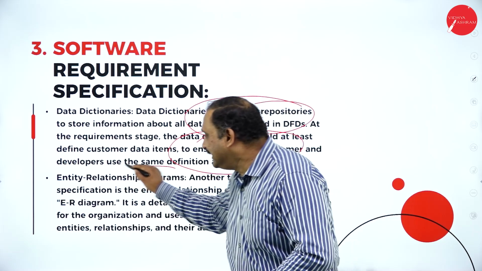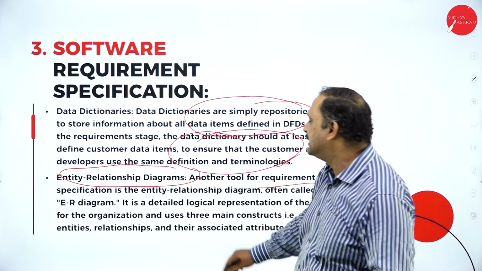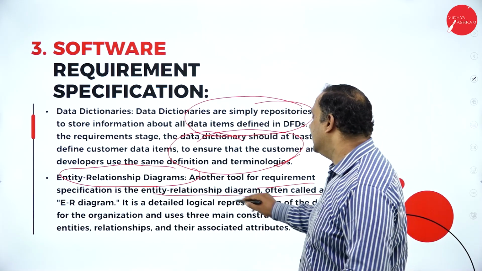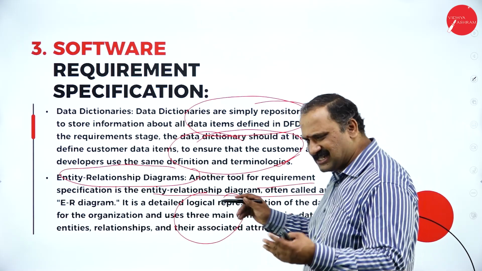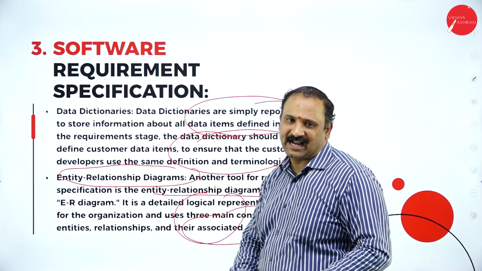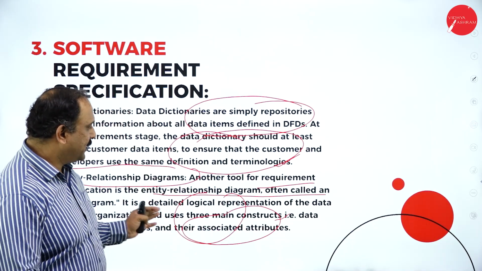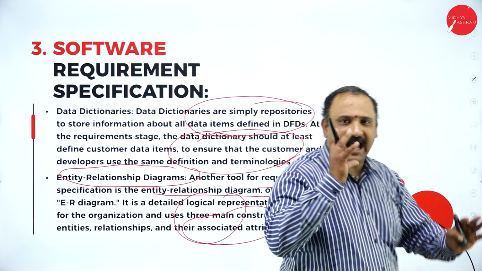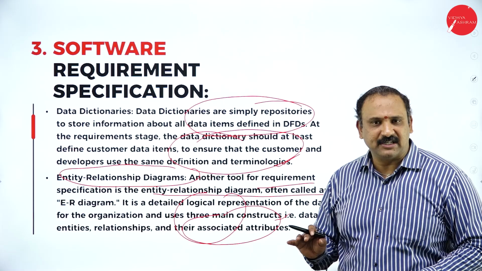Followed by the entity relationship diagram. Another tool for requirement specification is the entity relationship diagram, also called the ER diagram. It's a detailed logical representation of data for the organization, and it has three main constructs altogether: entities, relationships, and attributes. So you can understand the entire factors of how they are doing it, how it needs to be structured, how it needs to be taken forward. So this will actually help you to build the entire structuring phase altogether.